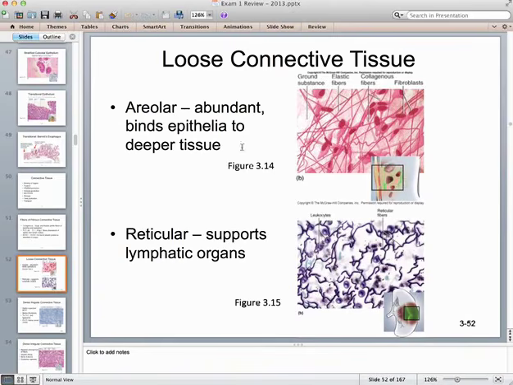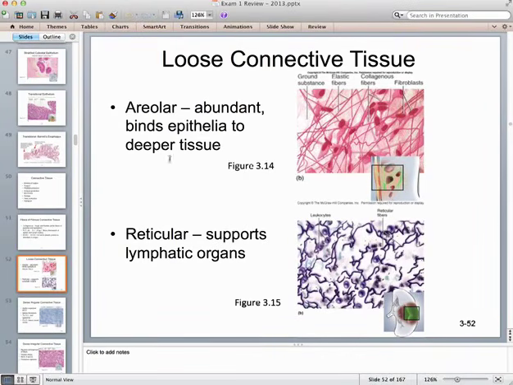If you look at loose connective tissue, there are 2 types: areolar and reticular. Reticular specifically, think of it in terms of lymphoid organs. Okay, this is a spleen, and it's friable. You can tell by the amount of fibers in here that it's probably not very strong. So it's true for your lymphatic organs. Areolar, the key here, you're going to see it in the papillary layer of the epidermis.